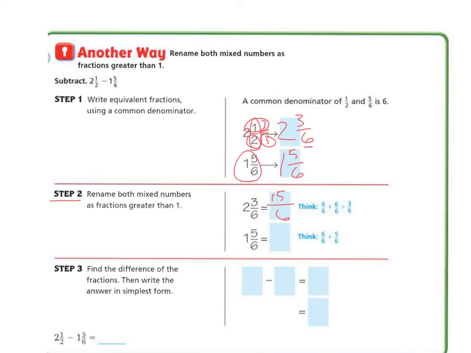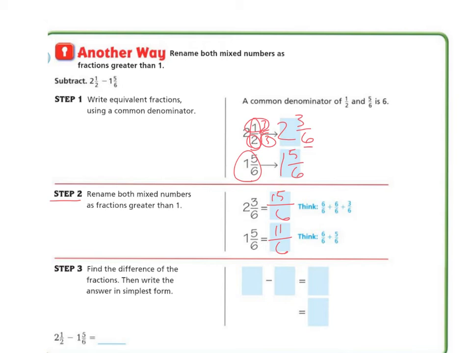Okay, so let's go ahead and do this one. So now we have 6 times 1, which is 6. And then you're going to add the 5, which is 11. So my top number is going to be 11. And then I keep the same number on the bottom. So now I can find the difference. I can do step 3. I can find the difference of the two fractions. And then I'm going to write the answer in simplest form.